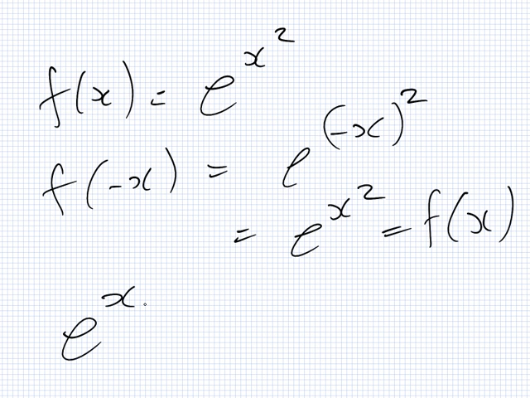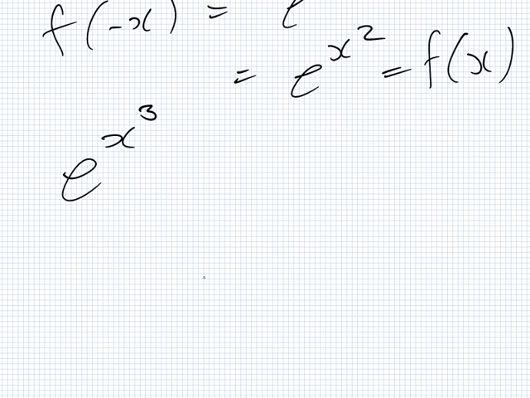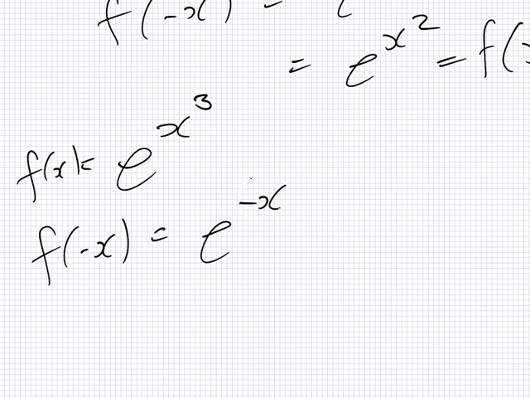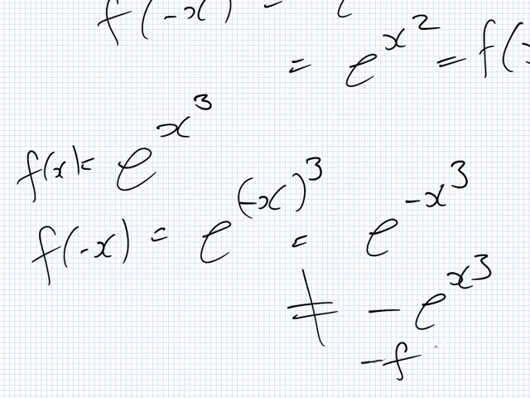But what about this one? Neither. What about this one? I think this one's a neither, because you can't pull the minus out in front. You can only pull the minus out of the power, which is no good. So like here, f of x equals this. f of minus x equals e to the minus x cubed, which does not equal minus e to the x cubed, and that's what you would need it to be for it to be odd. So sometimes you have to think a little bit about this. It's not immediately obvious.